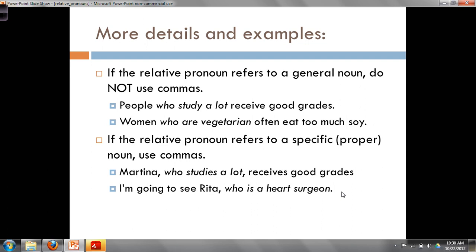Last example on this page, I'm going to see Rita, who is a heart surgeon. So we ask, okay, who does who refer to? Who refers to Rita? Again, we have the person's name, it's a specific noun, a proper noun, so we must use commas. So we use a comma before the beginning of the dependent clause, and notice in this case the dependent clause goes all the way to the end of the sentence. So we simply end the sentence with a period.